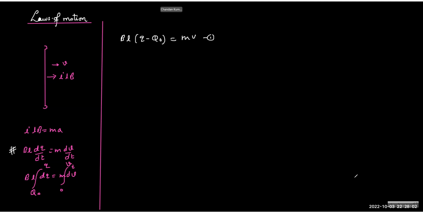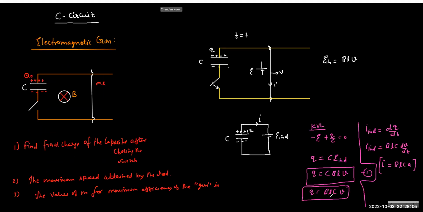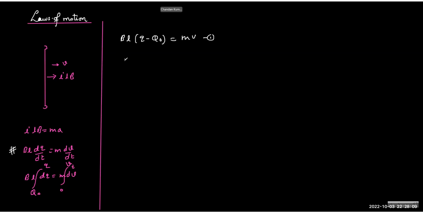Why? Because we know that q we can replace by BLCV, right, at any instant. So if you want to find the charge, you can substitute V. Whatever you want to find, you can find from here. So let me find velocity.